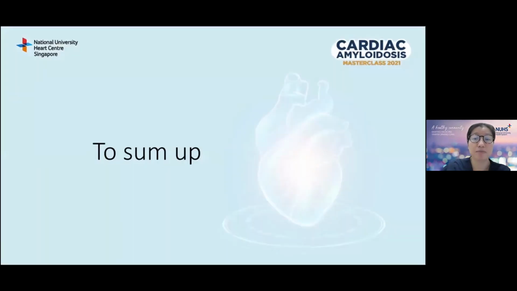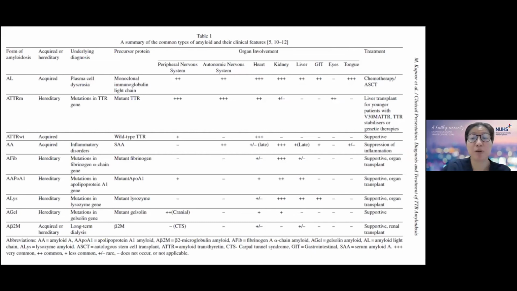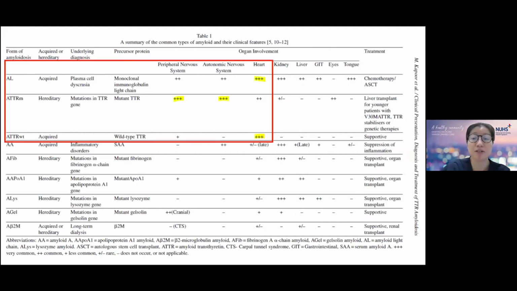To sum up, we've gone through the various types of amyloid and some of their clinical features with an emphasis on neurological manifestations. Manifestations in the nervous system are more common in inherited ATTR, which are less common in AL amyloidosis, while the heart manifestations are predominant in the AL and ATTR wild-type patients.